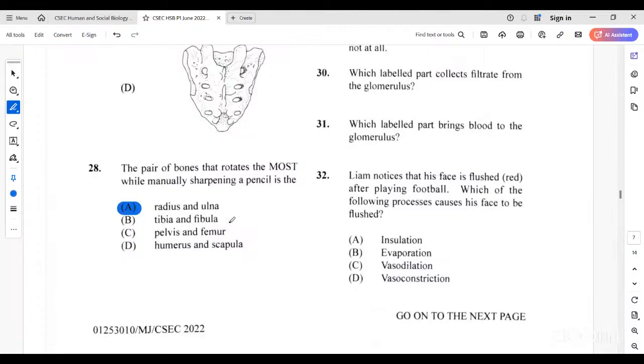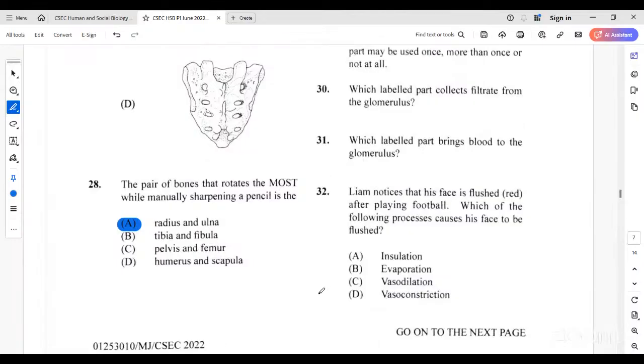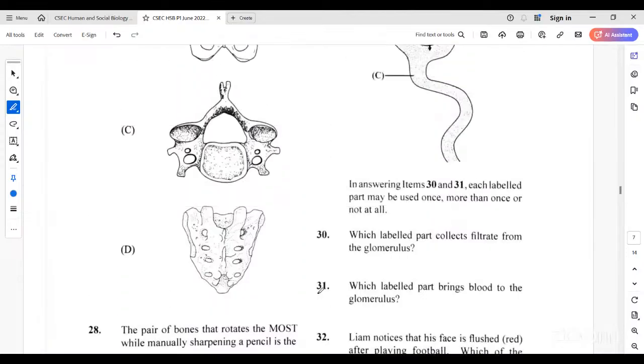The tibia and fibula is in your leg. That's your shin bone and your calf bone. The pelvis and femur, that's your thigh bone, and it's not what's moving. The humerus and scapula: you're not moving your upper arm to sharpen a pencil manually. And some persons may be thinking, what kind of pencil sharpener are they using? Maybe one of those that rotates. No, it's the little ones that they sell at the cafeteria for $1. The little plastic flimsy thing with the small blade and screw. So don't think anything overly fancy. It's the same pencil sharpener that you have in your pencil case.